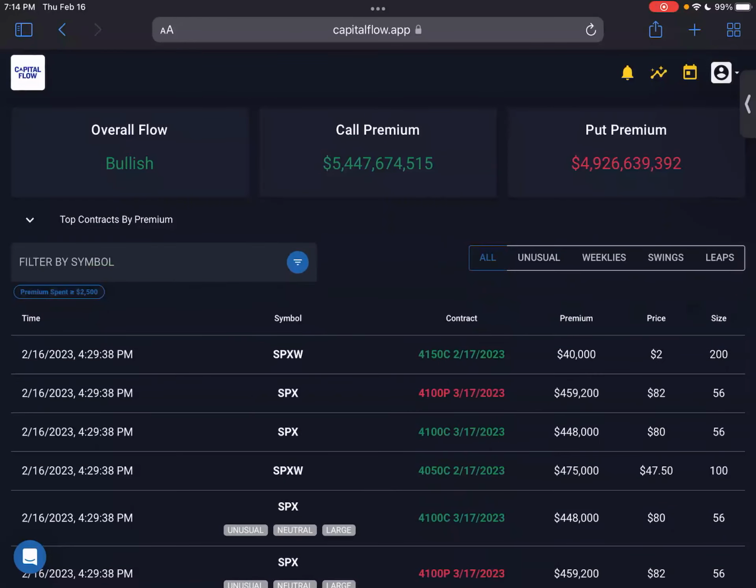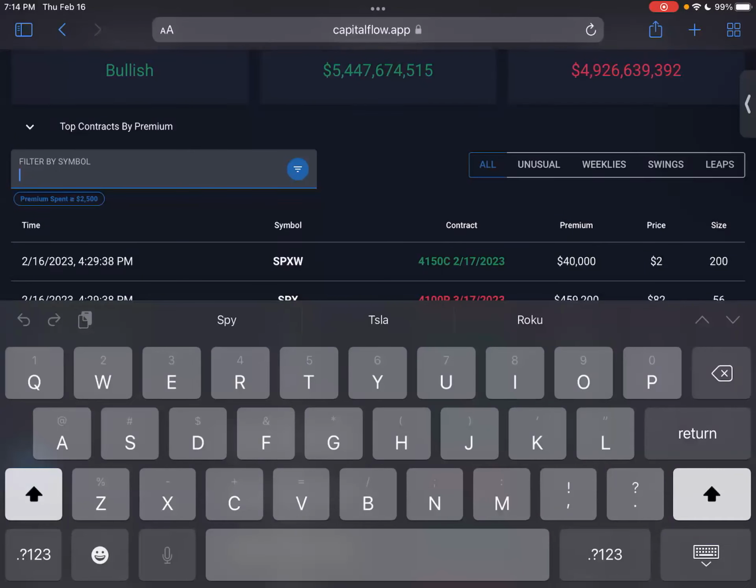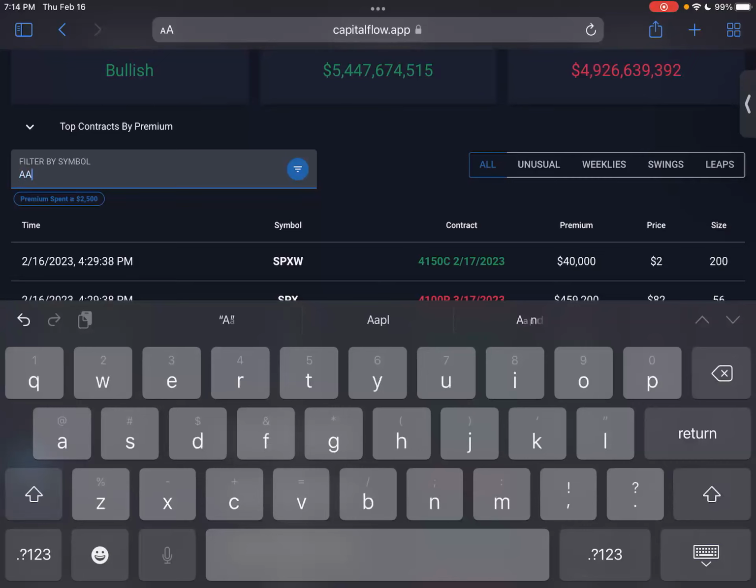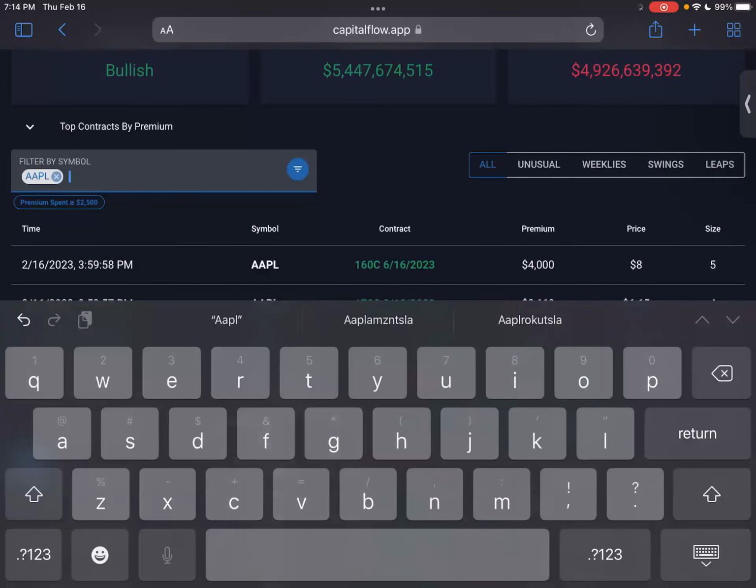So we'll close that. Right below the top contracts by premium button, you see we have filter by symbol. And this is when you can get specific, right? You can type in however many tickers you want to watch. Say we'll look at, we're not going to do the indices, let's say we want to see what Apple, Roku, and Square did for the day.